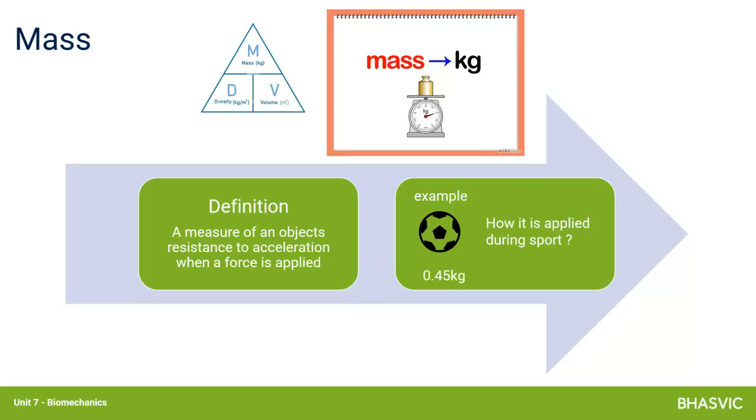Inertia also plays a role when it comes to mass being applied during sport. During athletics, heavier objects, for example a shot put, are harder to accelerate. However, they can maintain acceleration better once in motion. This is why younger athletes usually have lighter objects.